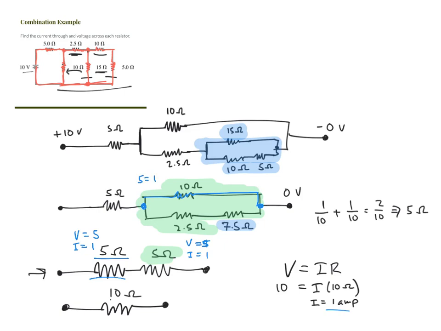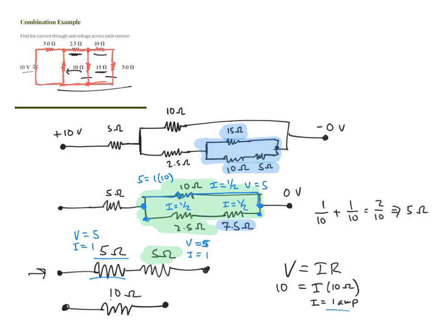5 equals I times 10 tells you the current here equals 5 divided by 10, or 1/2. And we know the voltage drop across there is 5. Now on this other side, we again know that the voltage across is 5, and the current is going to be 5 divided by 10, which is 1/2. So the current through each of these resistors equals 1/2.